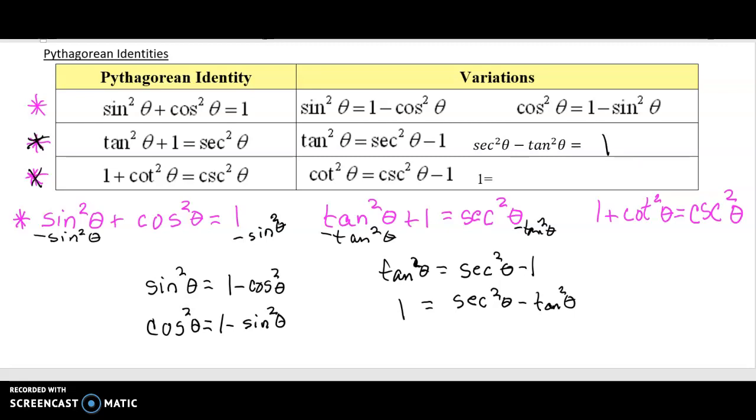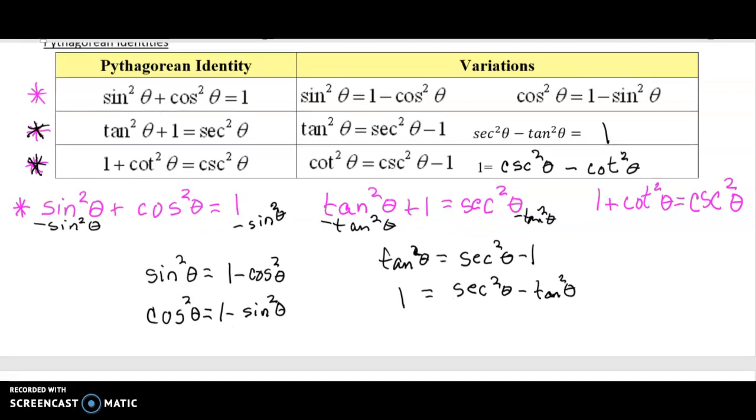I could take the last one and I could do the same thing. I'm just going to tell you what it is. The second one, 1 would equal cosecant squared theta minus cotangent squared theta.